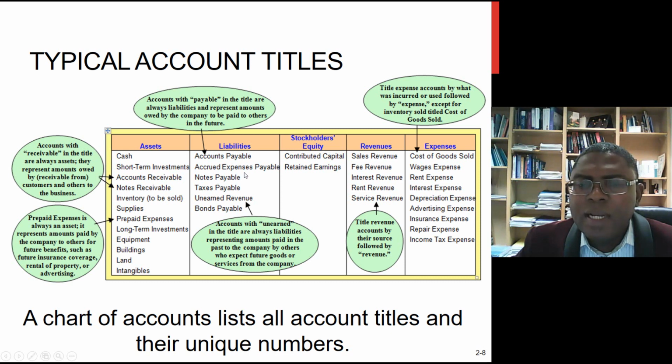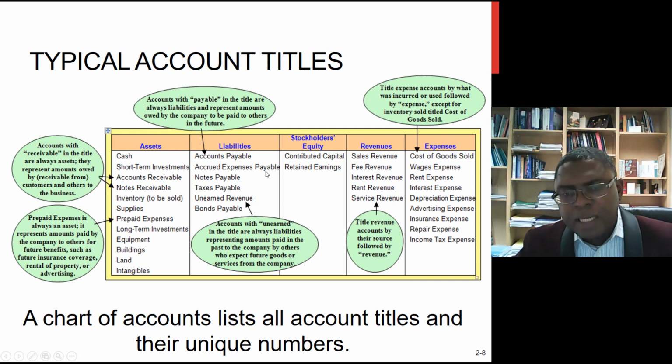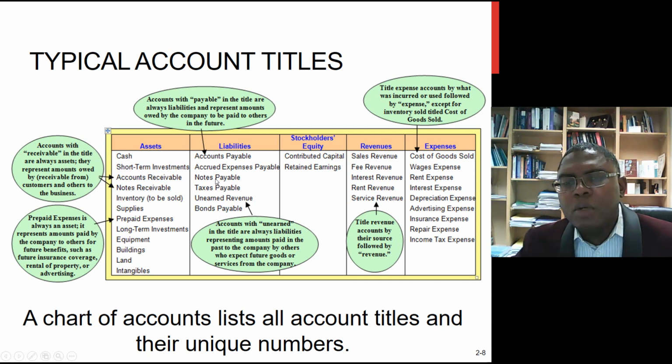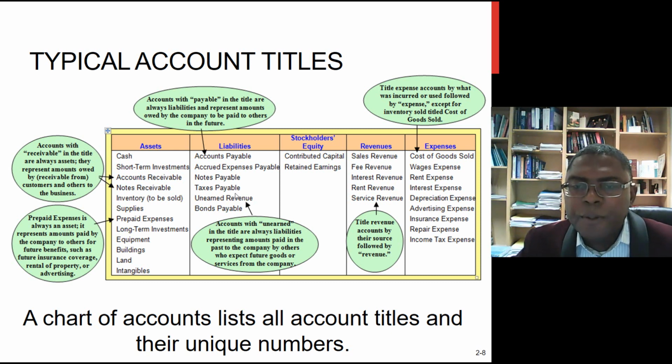There is accrued expense payable, an expense that was supposed to happen, but it has been pushed down the road. That is a liability. Note payable is a liability. Instead of making a cash payment, the company issues a note that is a promise to pay in the future. Taxes payable is a liability. Taxes are due, but it is pushed down into the future. That's taxes payable.